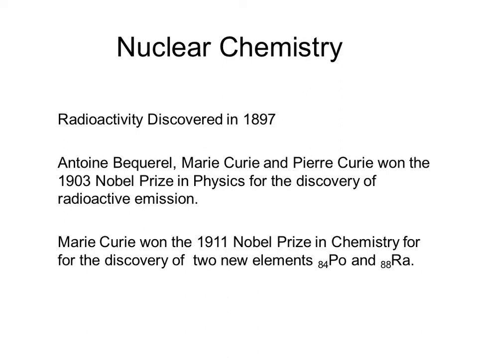All right, this is the first of two videos on nuclear chemistry. So this is part one. And the story of nuclear chemistry starts with Antoine Becquerel. He worked with the Curies, Marie and Pierre Curie, at the University of Paris at Sorbonne. And the year was 1897 when radioactivity was discovered.